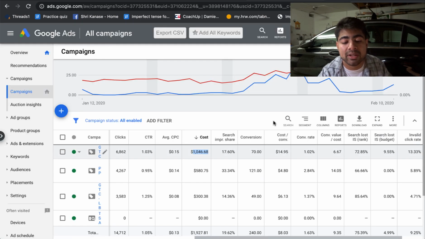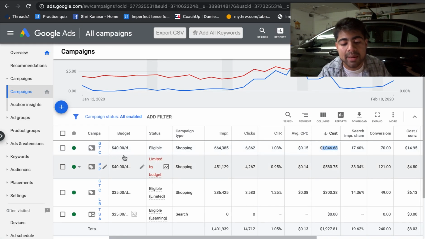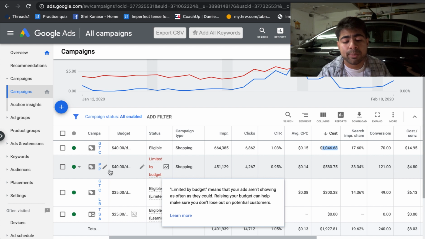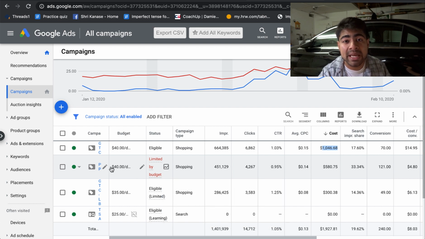And if we go back and look at the budgets, we can see that both of these campaigns are running at $40 a day budget, but the second smart shopping campaign is limited by budget at the moment. This means whatever products are inside this smart shopping campaign, now Google has started to allocate more and more of the budget to those products. And what Google is also noticing is that a lot of search volume is coming for those products, so it needs more budget to spend more money.